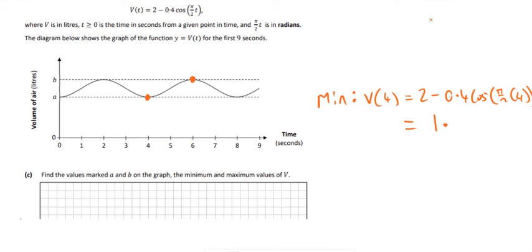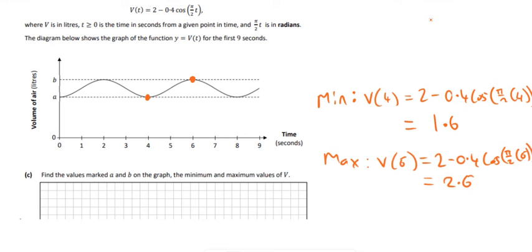And you'll get 1.6. And then for the max, you'll just put in V of 6, so just put in a 6 instead of the t. So 2 minus 0.4 cos pi over 2 times 6, and we'll get 2.6 there. Or sorry, I mean 2.4 there. When you sub it in, you can just put it in the calculator. Just make sure your calculator is in radians as well. So A is equal to 1.6, B is equal to 2.4.